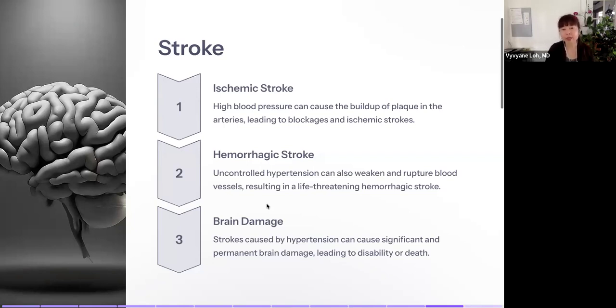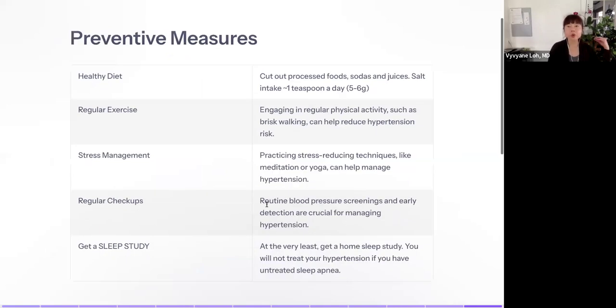Strokes are bad because they lead to brain damage. Often, some of these deficits will be permanent, and we're going to have disability, and in the worst case scenario, death. So once you've been diagnosed with high blood pressure, there are many things that you can do to get your pressure under control. And if you haven't been diagnosed yet, there are many things you can do to prevent that. So let's look at diet.